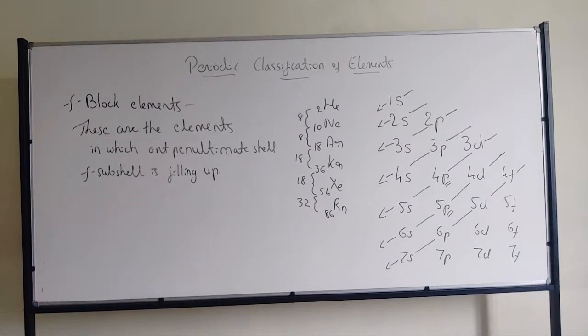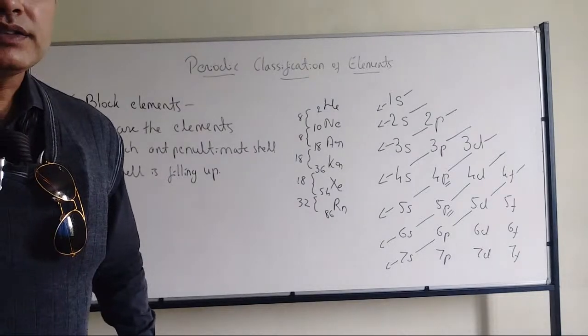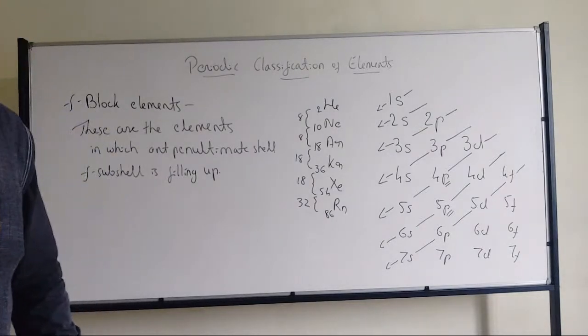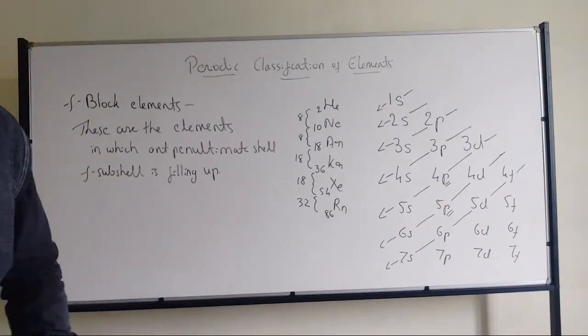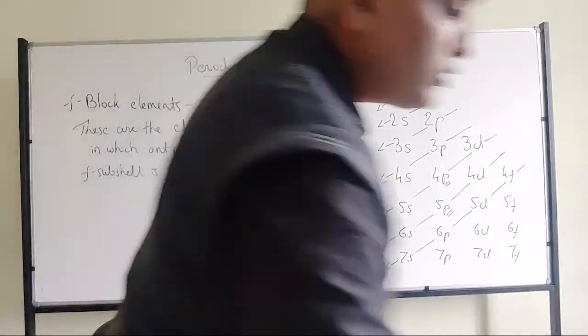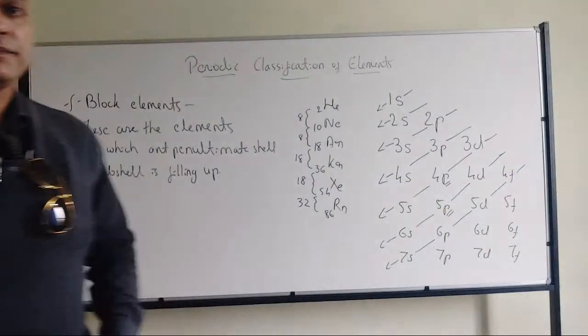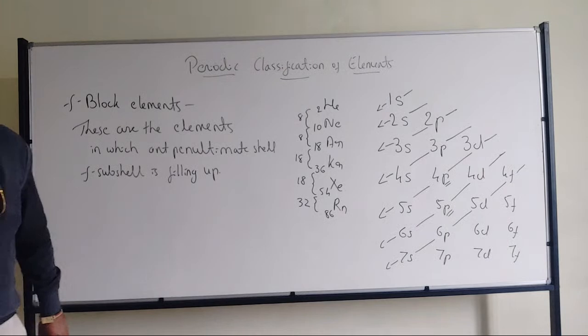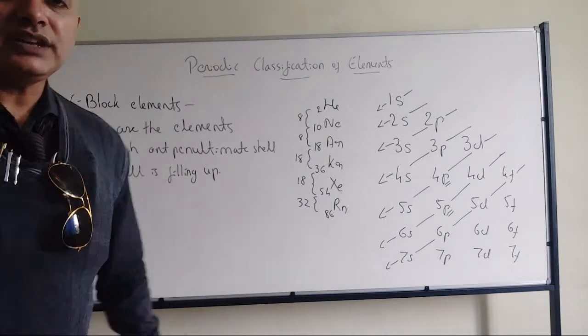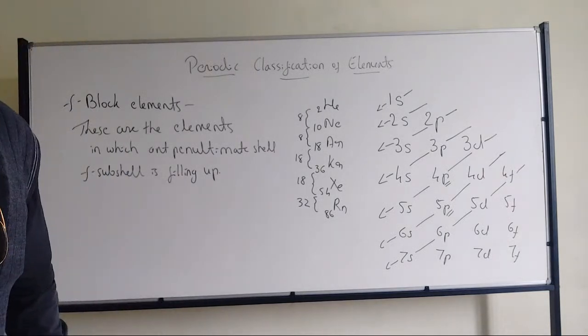When it comes to the seventh period, most of the elements in the seventh period are radioactive elements. Most of them are man-made. They are radioactive elements. That is true. Seventh period elements are actually radioactive in nature.